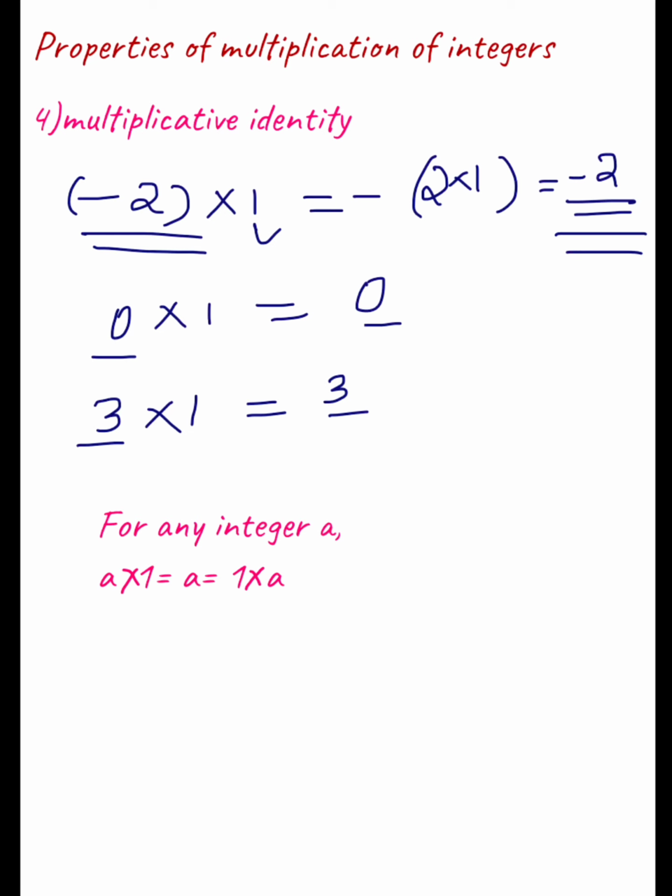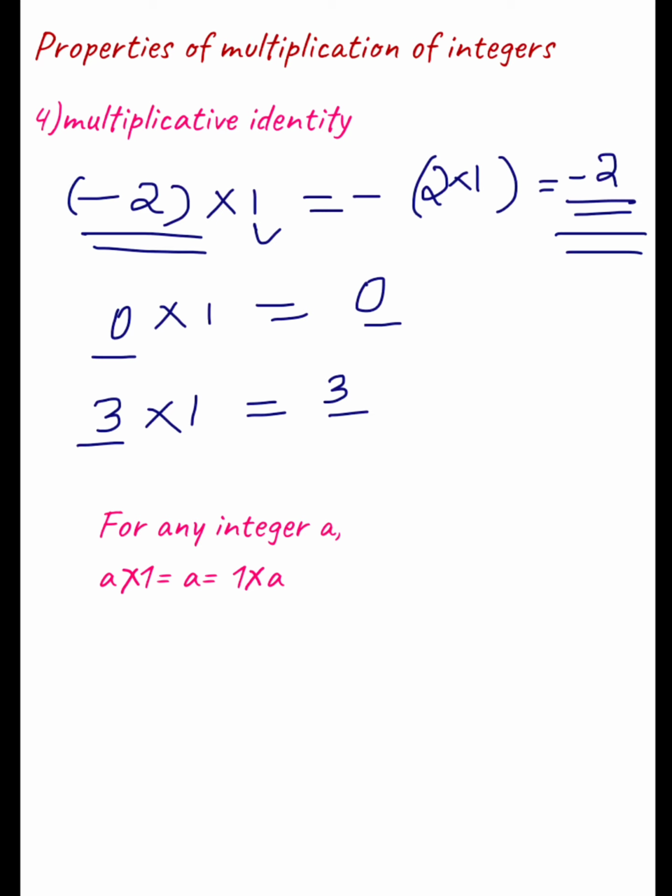Additive identity you have already studied in the beginning of this chapter in the properties. That is, when 0 is added to any integer, we will get the same integer itself. So the additive identity for any integer is 0. But multiplicative identity means what? Any integer when multiplied by 1, we will get the same integer itself. So 1 is the multiplicative identity for integers.